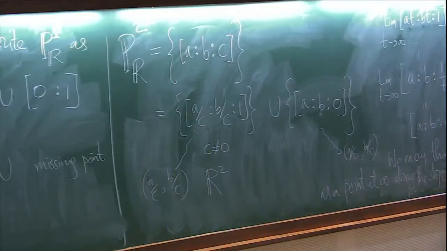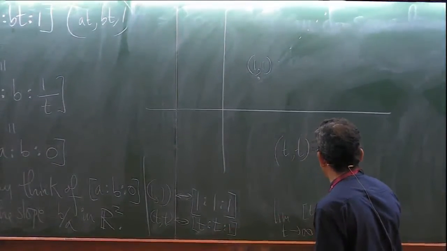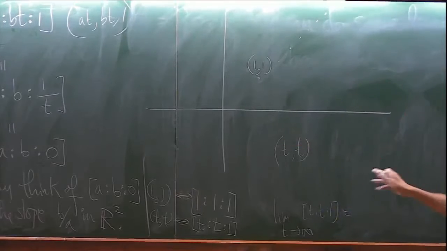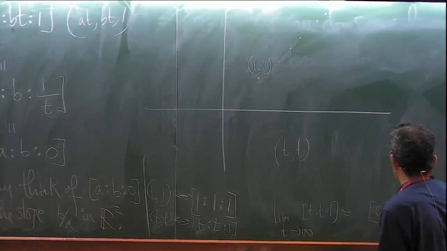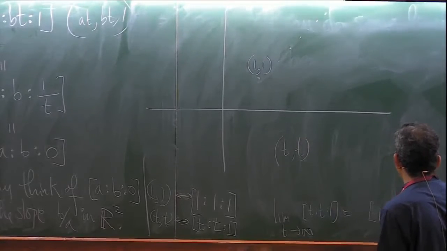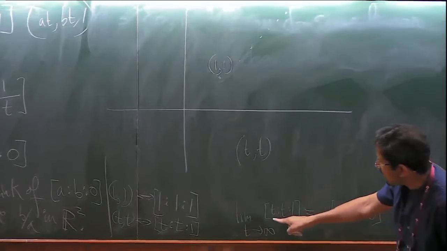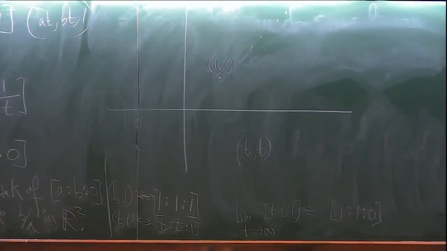So the limit as t goes to infinity of this collection, t colon t colon 1, is a point outside R2, but it's there in P2R, and that point is nothing but 1 colon 1 colon 0. The important thing is the last coordinate is now 0. That's because I divide by t, so it becomes 1, 1, 1 over t, and as t goes to infinity, this becomes 0. So 1 colon 1 colon 0.